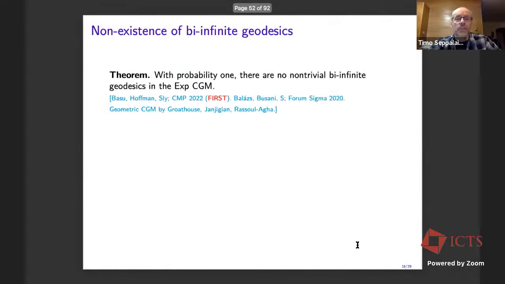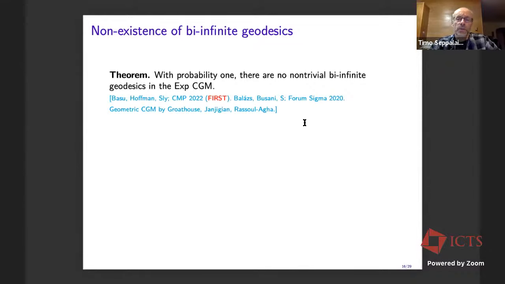My next application is to bi-infinite geodesics. You may be aware that already in the 80s, people were wondering whether bi-infinite geodesics exist. Back then, of course, the question concerned first passage percolation, planar first passage percolation. And this question remained open until it was proved for exponential corner growth model. And of course, the theorem is that there aren't any non-trivial bi-infinite geodesics.